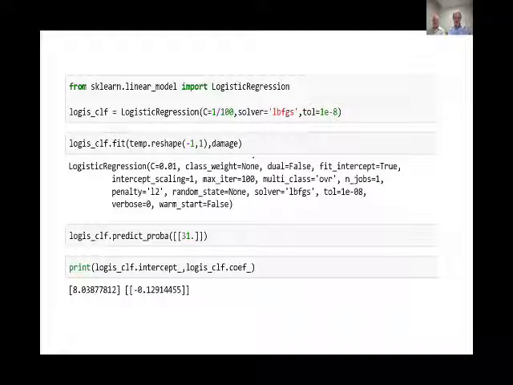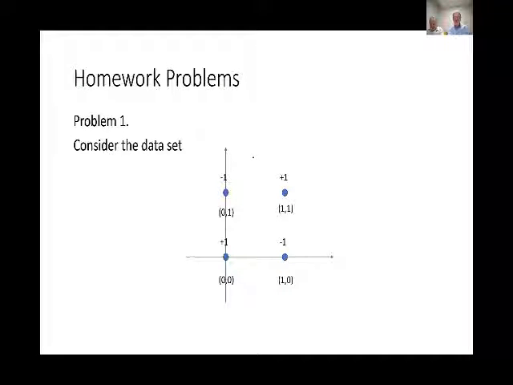So here's the regularized logistic regression using the LBFGS method. I will quit here because Adam has a lot of stuff to talk about.